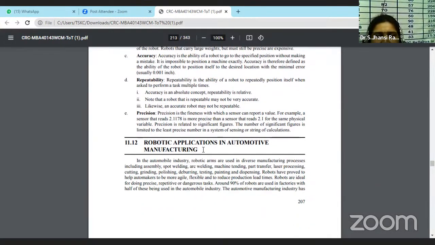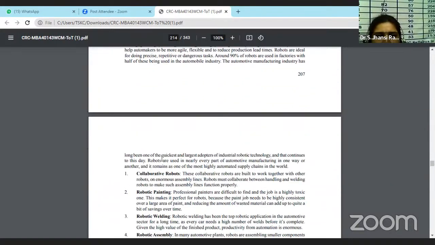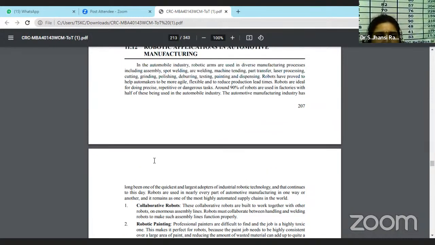Next, we have robotic applications in automotive manufacturing. This is one of the most highly automated supply chains in the world, and robots are used in nearly every part of automotive manufacturing in one way or another. Around 90% of robots are used in factories, and half of that is in the automobile industry alone. Mainly they are used for grinding, polishing, deburring, testing, painting, laser processing, part transfer, machine tending, and spot welding. These are all being done.